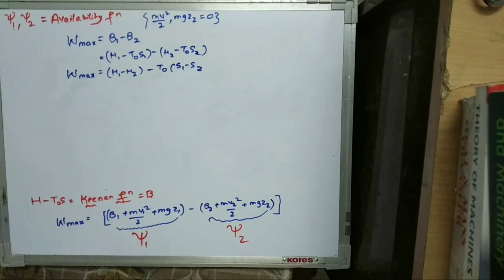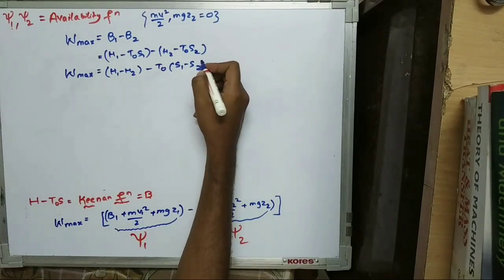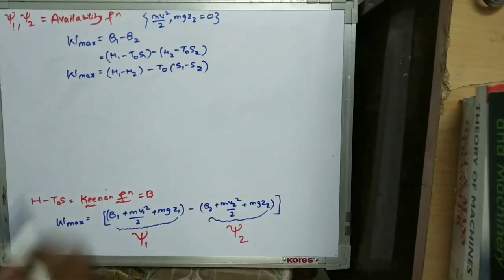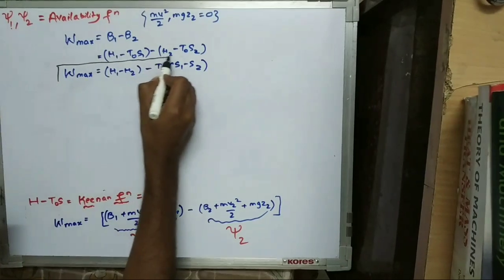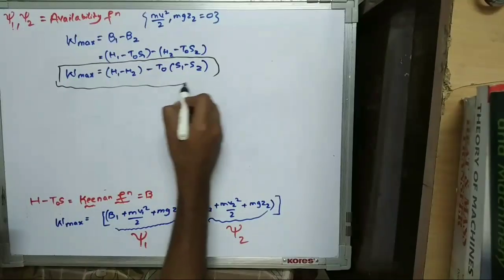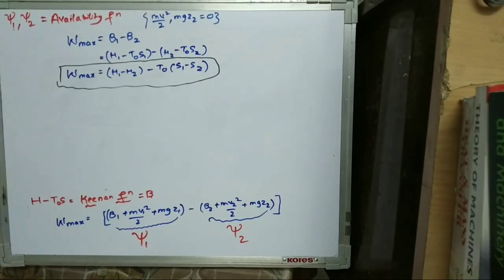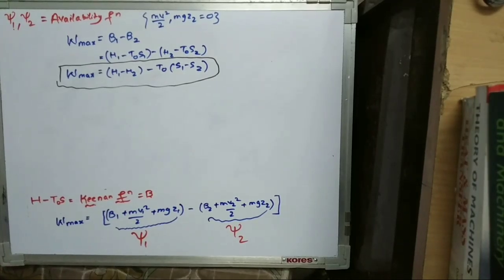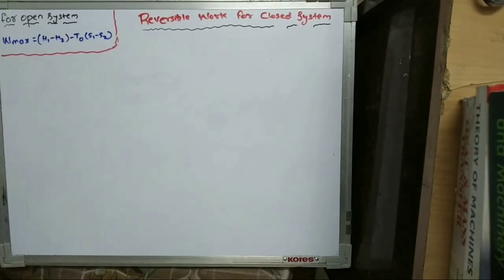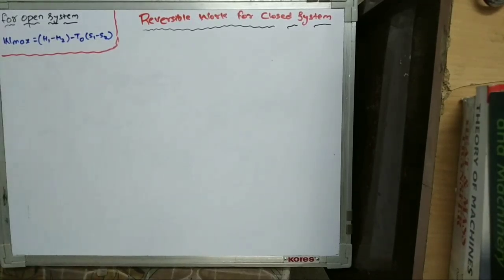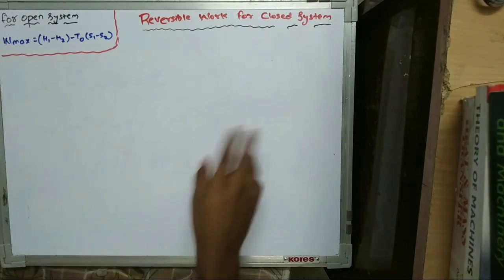So this is the reversible work, or the maximum work, in case of an open system when we are neglecting kinetic energy and potential energy. Next we will see a closed system. We have seen the maximum work for an open system; now we will see the reversible work for a closed system.